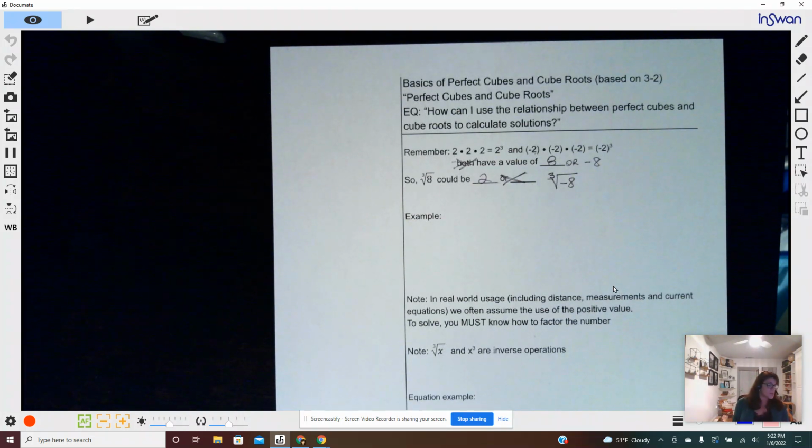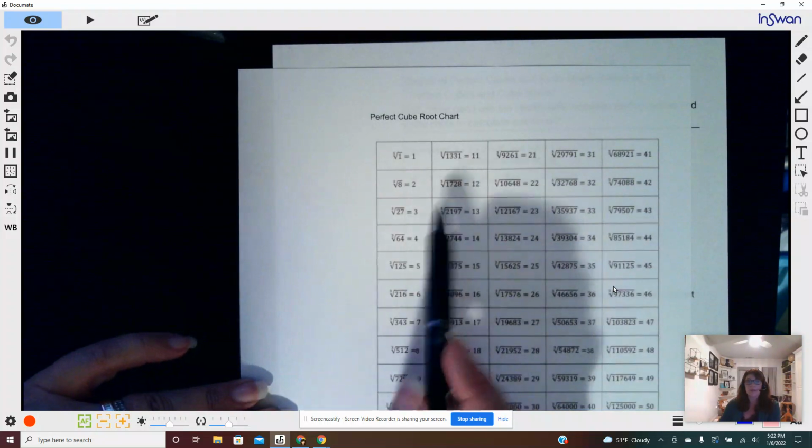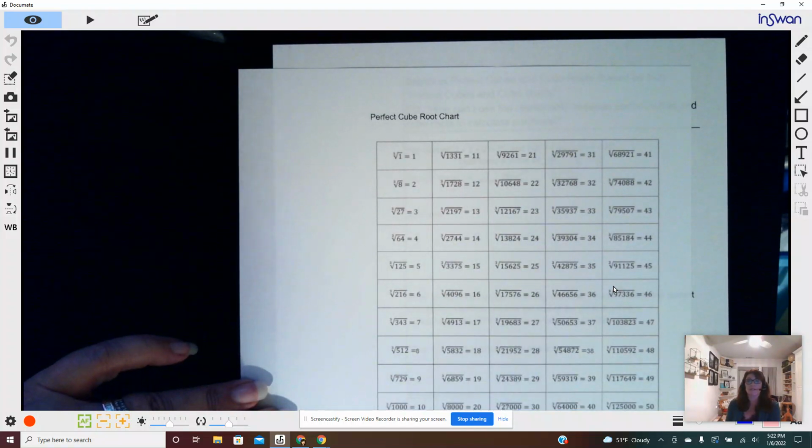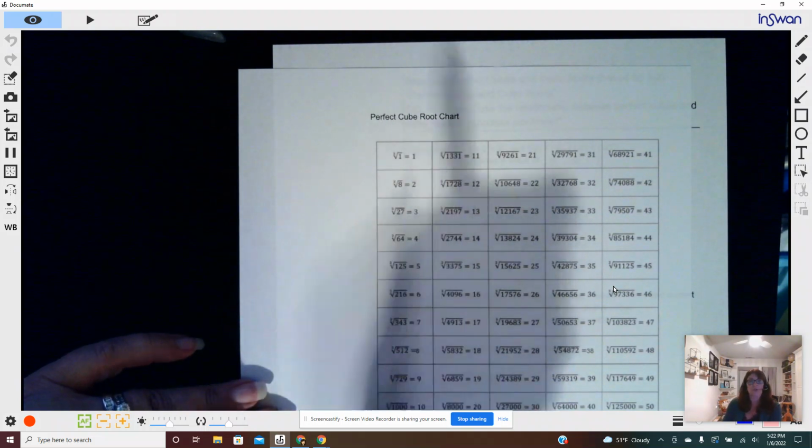Okay. So to give another example, I'm going to ask you to be looking at your perfect cube root chart a couple of times during this lesson. If for some reason you don't have that, download one. Just Google perfect cube root chart and you'll find one.